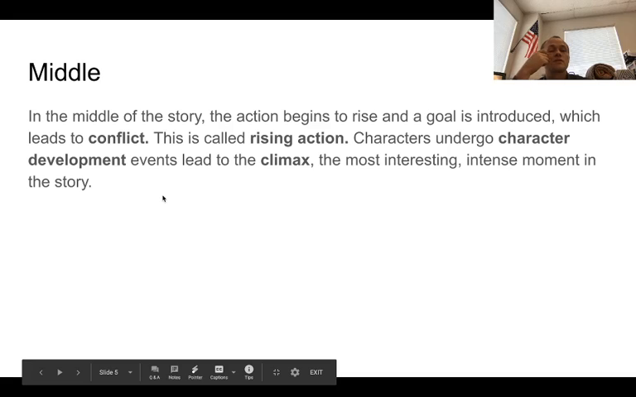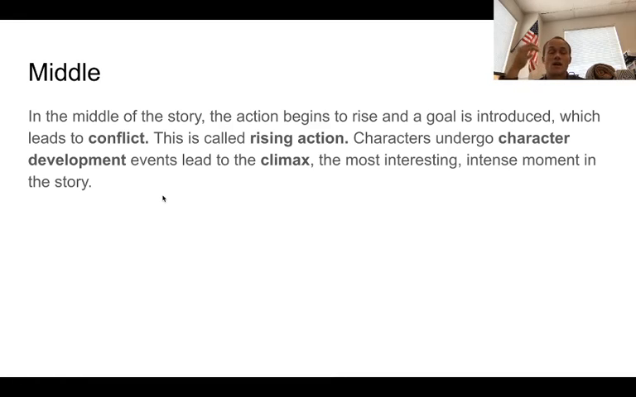Okay, the middle of a story is where the action begins to rise. The goal of the main characters is introduced, which leads to conflict. Now, there's an implied antagonist there, right? A conflict between the antagonist and the protagonist. The protagonist being the main character, antagonist being the one that's against the protagonist. It doesn't always have to be a person. It can be an environment. It can be self, meaning a conflict between the self and the protagonist.